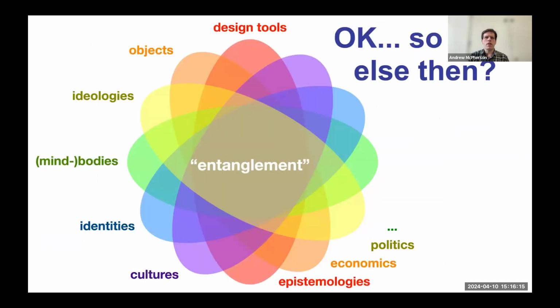Okay, fine. Back to this entanglement idea. Okay, so what am I proposing then? What's the alternative to this? If no concepts or words have fixed meaning, and the boundaries between humans and technologies and cultural systems aren't fixed in advance, how are we supposed to operate as designers?